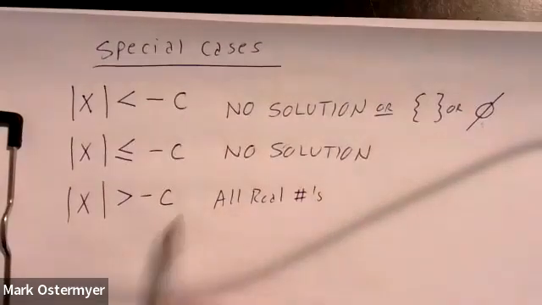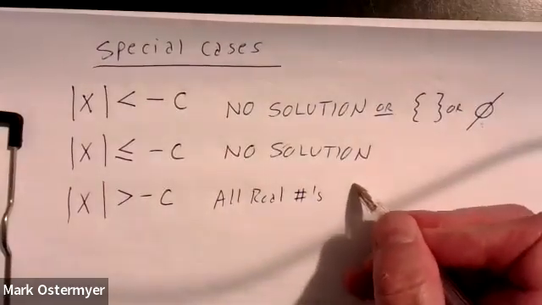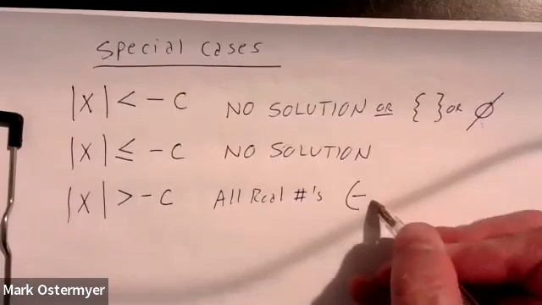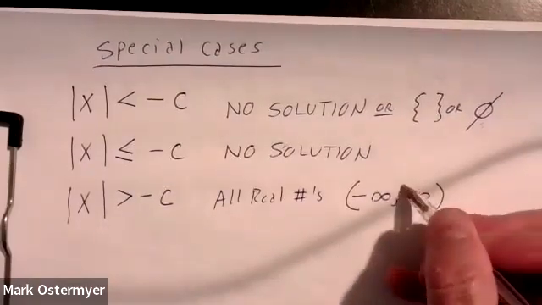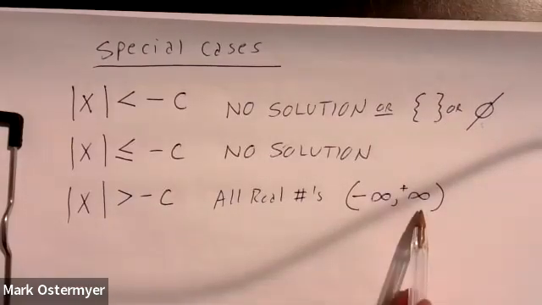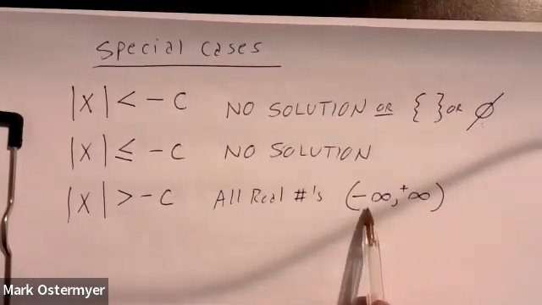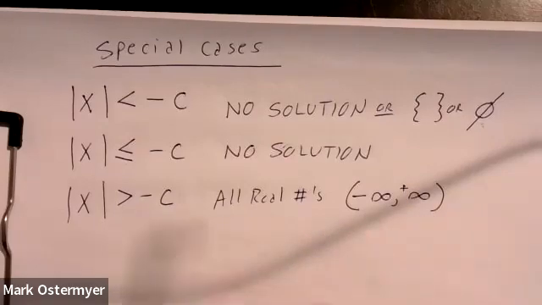So your solution set for this absolute value inequality is all real numbers are solutions. To represent the solution set interval notationally, we would represent it by saying our solution set is all real numbers from negative infinity up to positive infinity. That is the solution set. That's a compact way of saying the entire real number line would produce solutions to such an inequality.